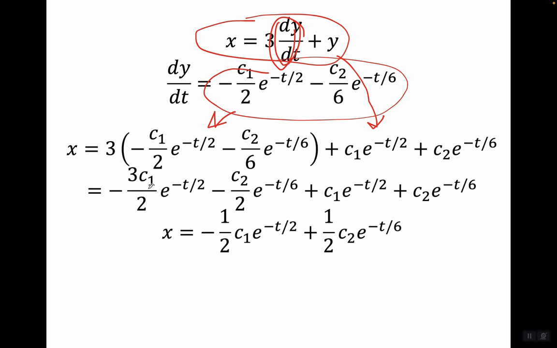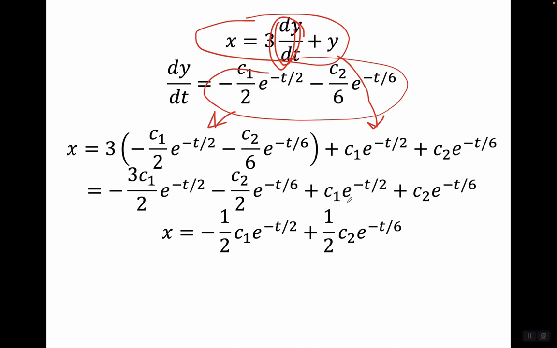We get negative 3/2 c1 e to the negative t over 2 minus 3/6, that's a half, we know what that is. So minus c2 over 2 e to the negative t over 6. And then again, we get plus c1 e to the negative t over 2 plus c2 e to the negative t over 6. We can combine things.